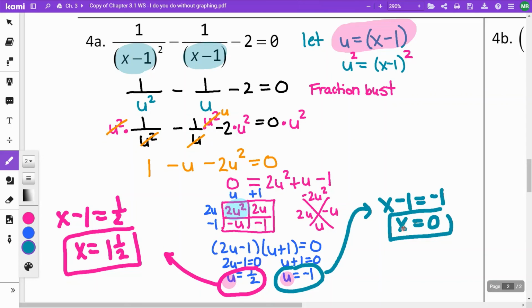Same here. Over here, I have 0, but when I put 0 in here, I get a -1. Here, I get a -1 being squared. That's acceptable. So one answer is going to be x equal 1/2. The other answer is x equal 0. So now try number 4B.